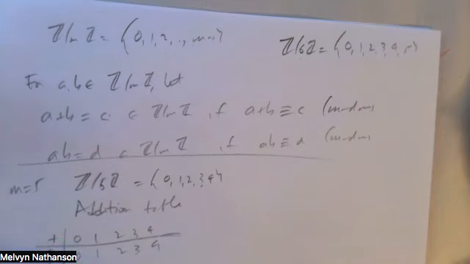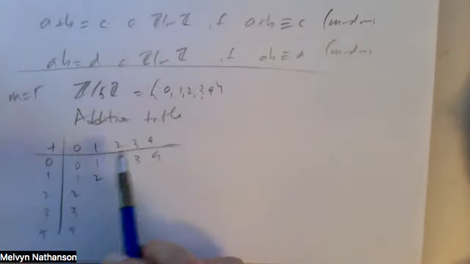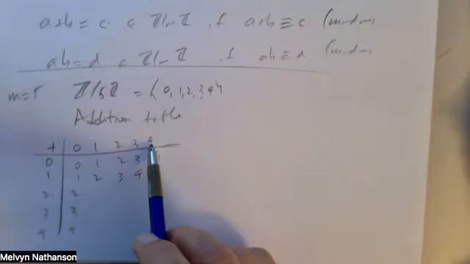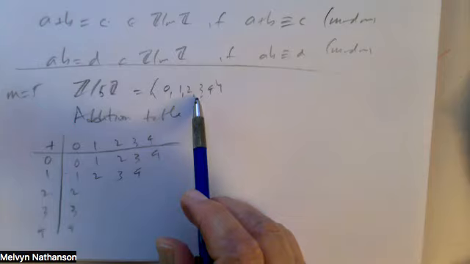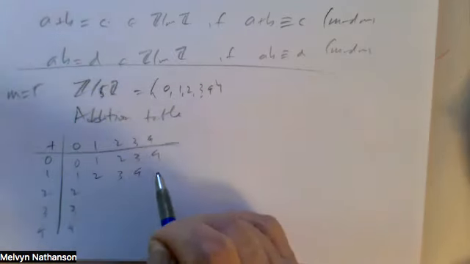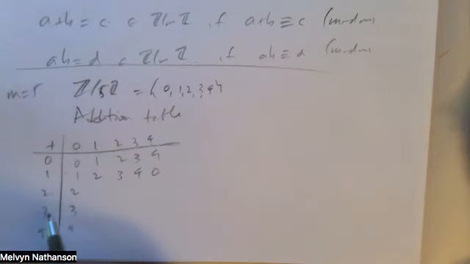1 plus 0 is 1. 1 plus 1 is 2. 1 plus 2 is 3. 1 plus 3 is 4. 1 plus 4 is 5. But there's no 5 here. But mod 5, 5 is congruent to 0. So 1 plus 4 is 0.